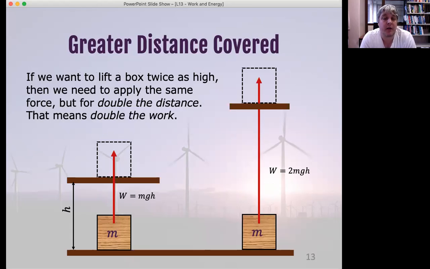Similarly, if we want to double the height, then you can see easily by that equation that we're just going to get 2h instead of h, and that'll give us again double the work. So double the distance, double the work. That's assuming the force is unchanged.